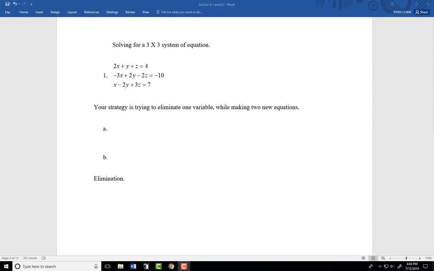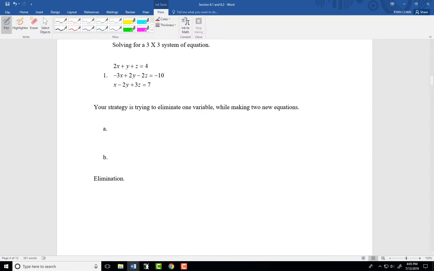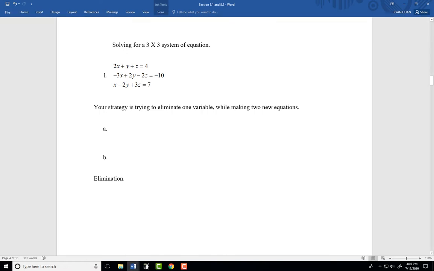Today we're going to be going over section 8.2. Just remember, I'm going to assume that you know section 8 well. But yeah, let's just get started. So 8.2, let's talk about the following here. In section 8.2, you are being asked to solve what's called 3 by 3 systems of equations. And what that is, is that you have three equations with three variables.